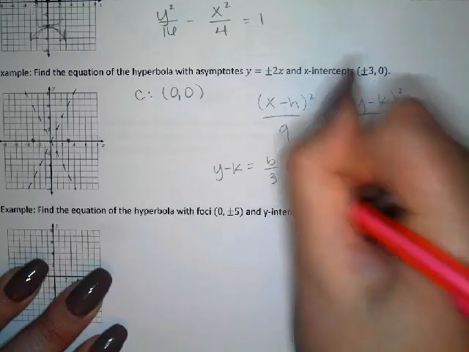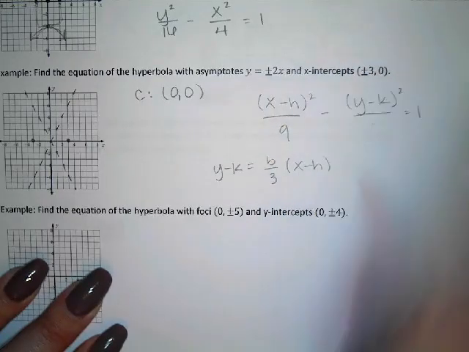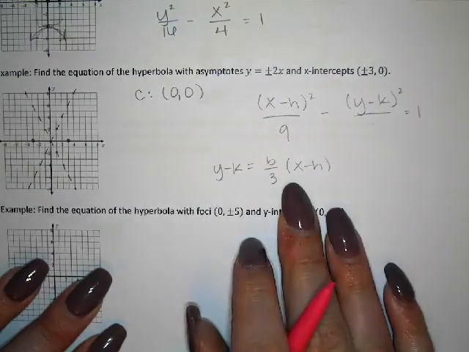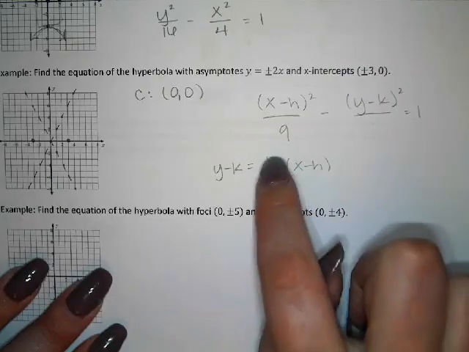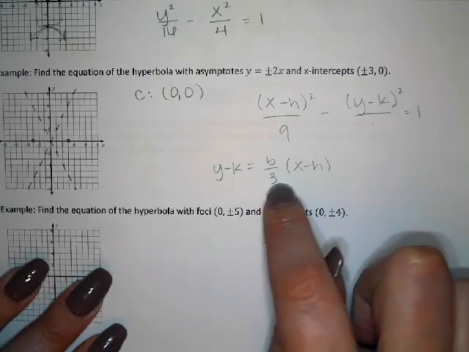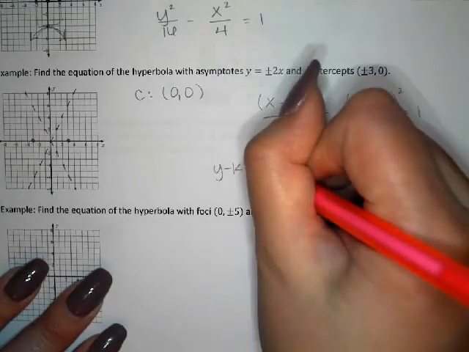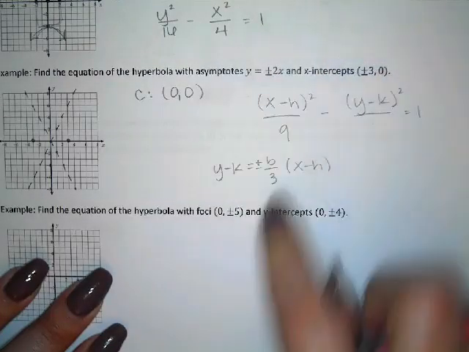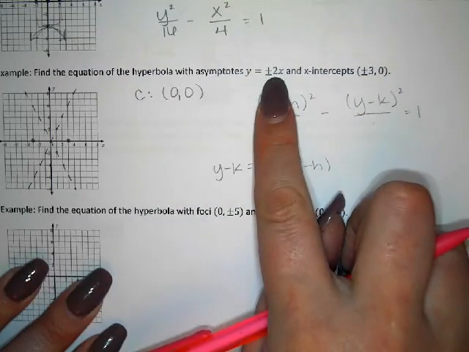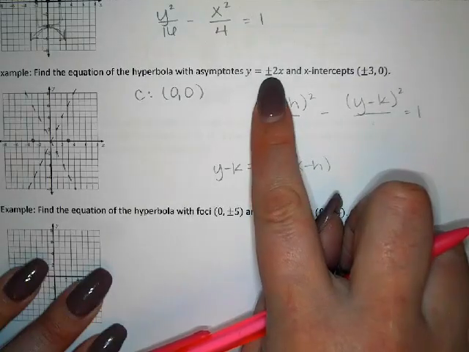So somehow b over 3 simplified to become a 2. And it was plus or minus. I can write that in there. Plus or minus b over 3 simplified to become plus or minus a slope of 2. So b over 3 is 2.